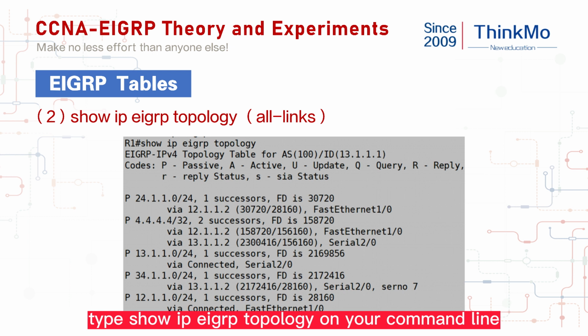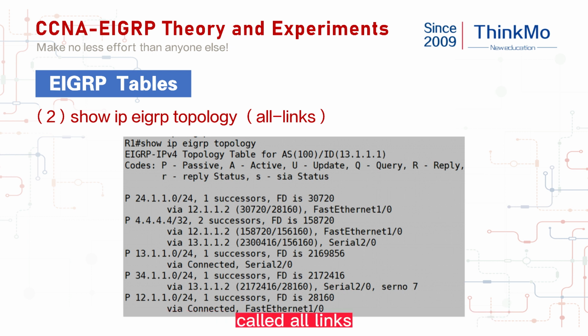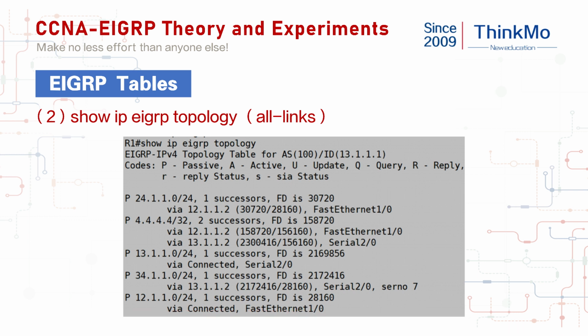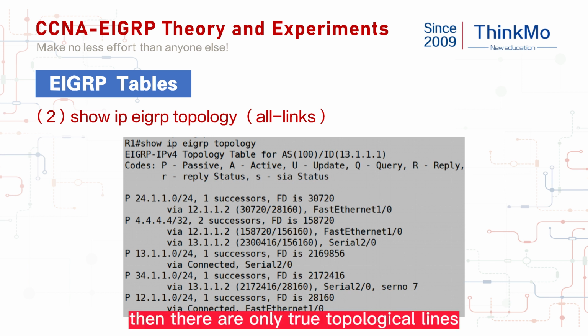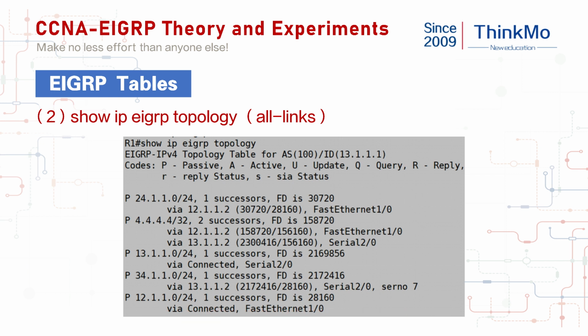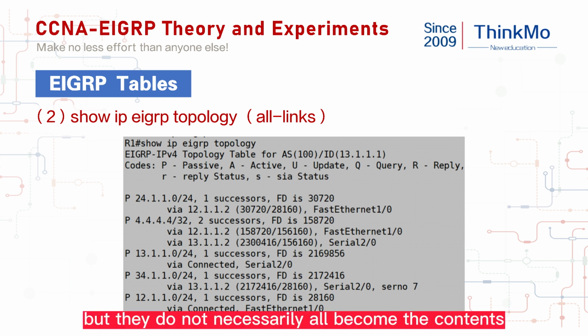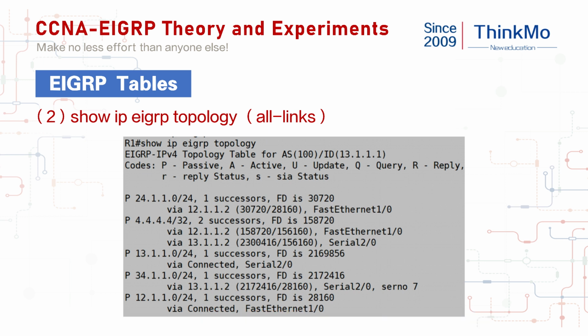First, type show IP EIGRP topology on your command line, called all links. If you add all links to the command, then as long as there is a line from the originating node to the final node, as long as there is a physical connection, it will appear in that table. But if you enter the command without this all links, then only true topological lines will appear in the topology table. This is a real topology table. This is called the physical wiring list. That is, you can see all the lines. There may be many routes to the destination, but they do not necessarily all become the contents of the topology table. For some next hops that do not meet the conditions, it won't put them in.